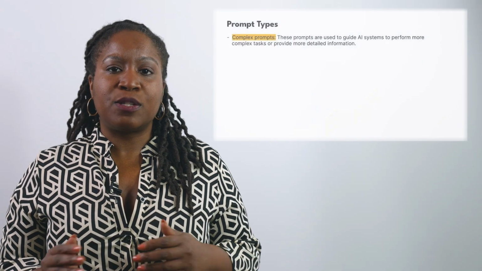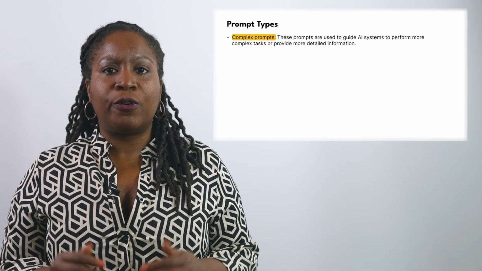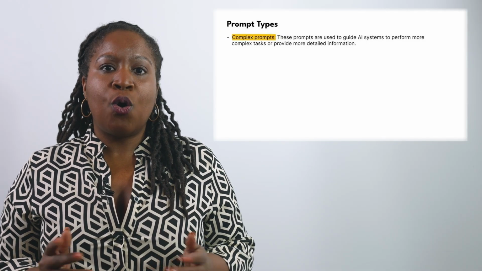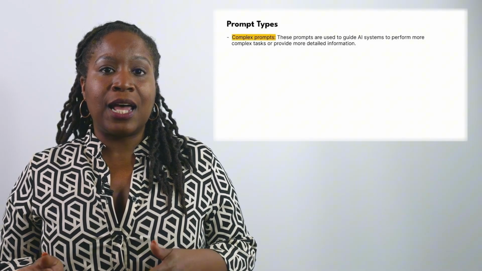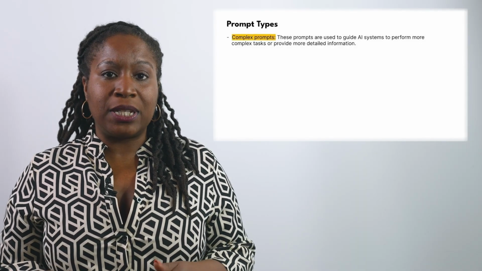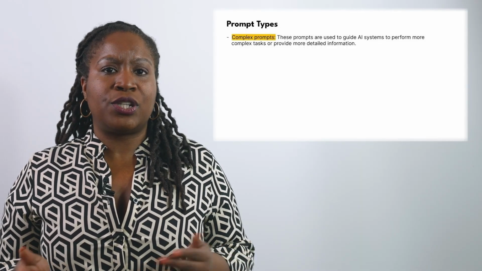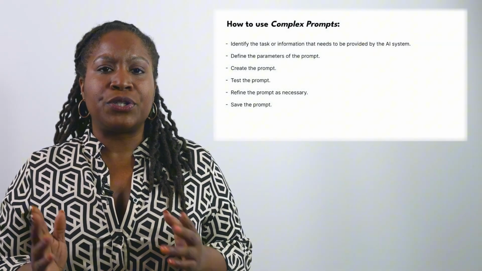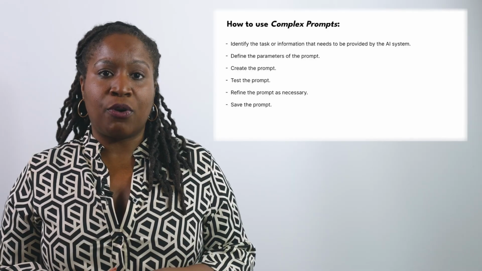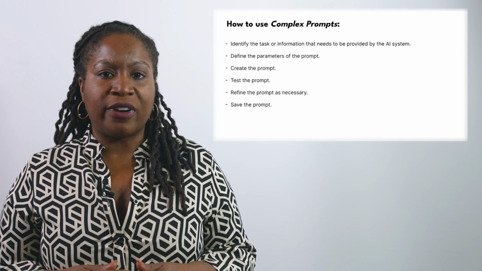The last type of prompt is complex prompts. These prompts are used to guide AI systems to perform more complex tasks or provide more detailed information. For example, analyze the political and social implications of this new policy, or provide a creative solution to this problem. Here is a step-by-step explanation on how to use complex prompts within prompt engineering, incorporating real-world examples for easier comprehension.